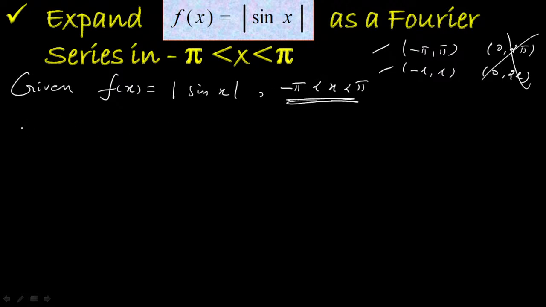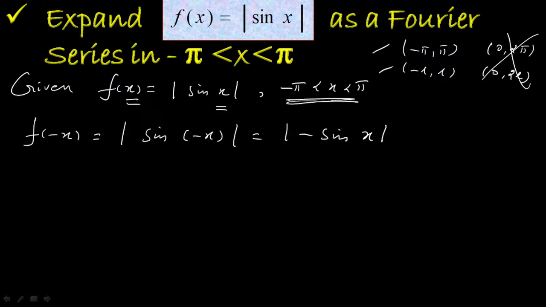So further what you do, you have to replace x by minus x. So if you replace x by minus x, what happens? F of minus x: here you have x, here you have minus x. That is absolute sine of minus x. So you know sine of minus theta. What is sine of minus theta? Just now I told you. That is minus sine theta. That is minus sine x.